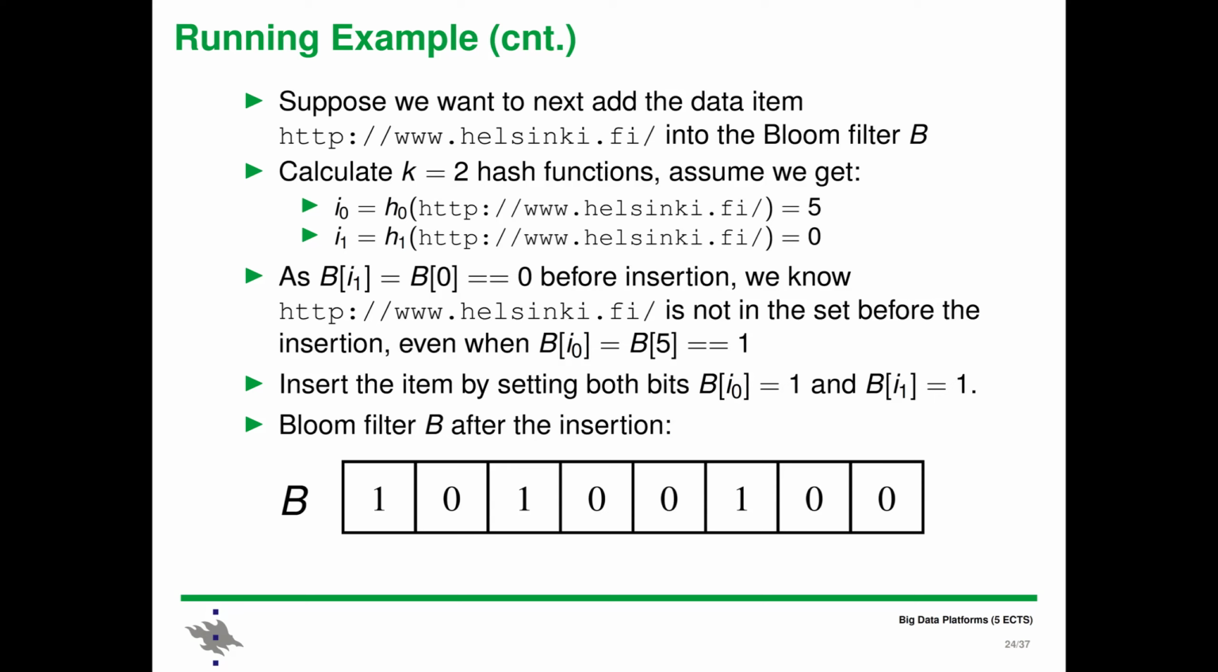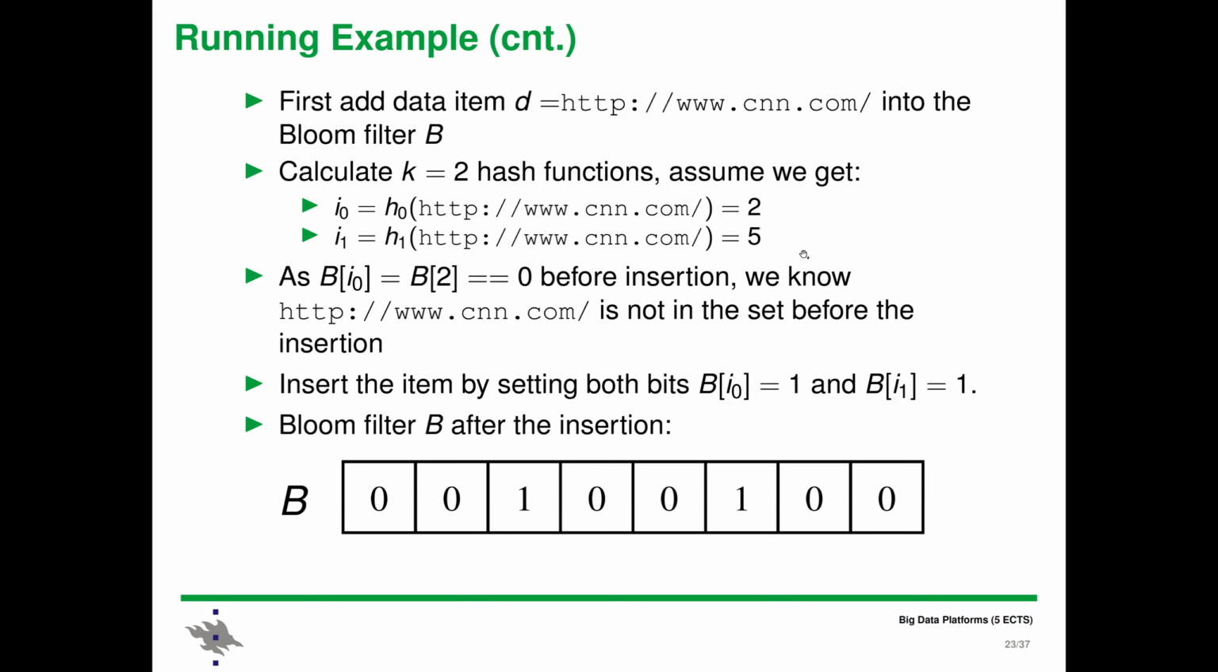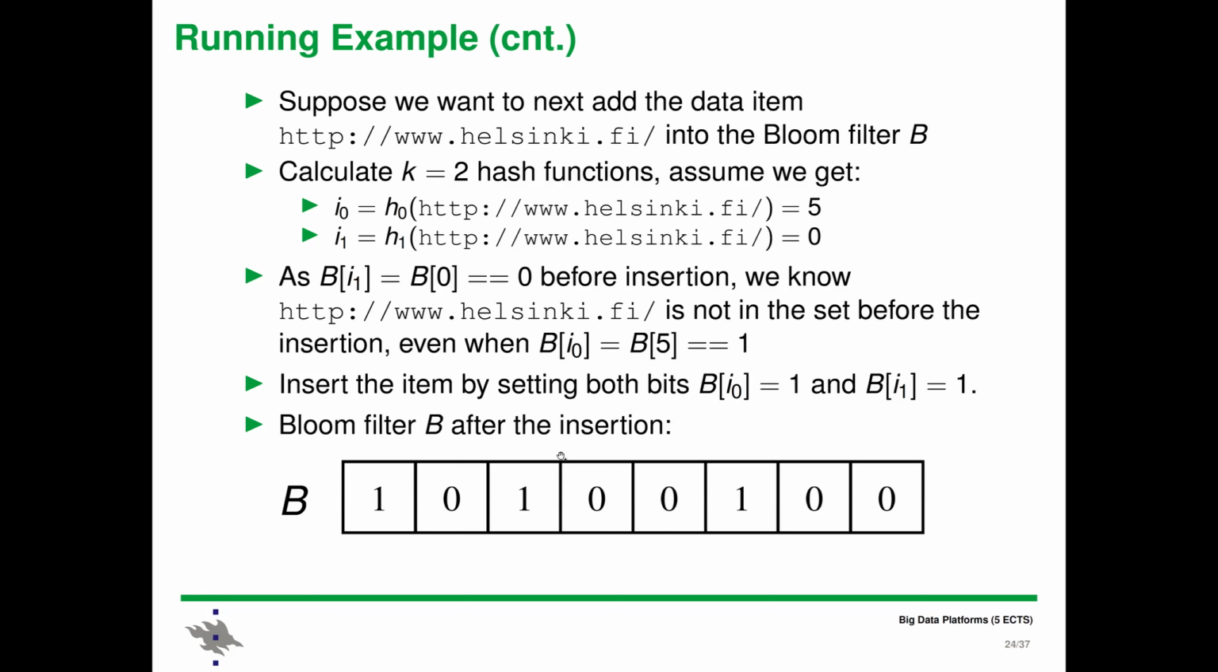Then because before adding, position 0 was bit 0, we know that this is really a new URL. And because of this, we haven't seen this URL before, and we don't need to cache it. Remember, we were doing cache on second access. Then we don't need to cache it. And we just set the bit at the 0th position to 1.